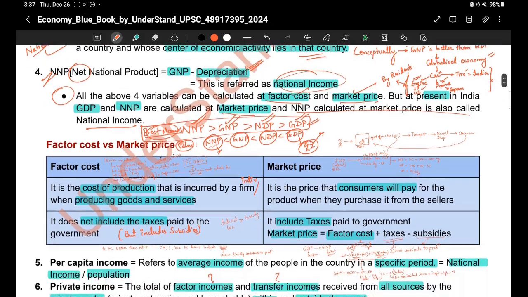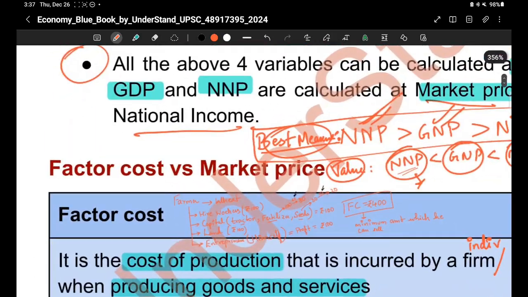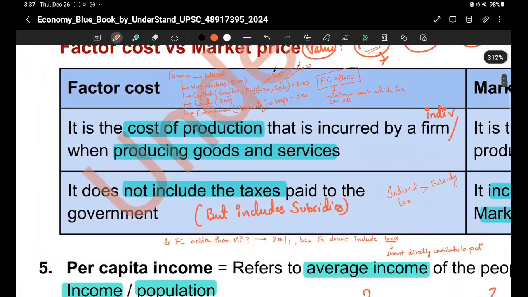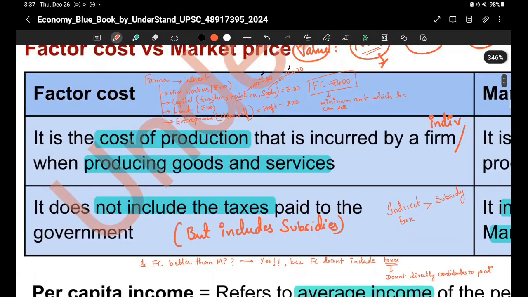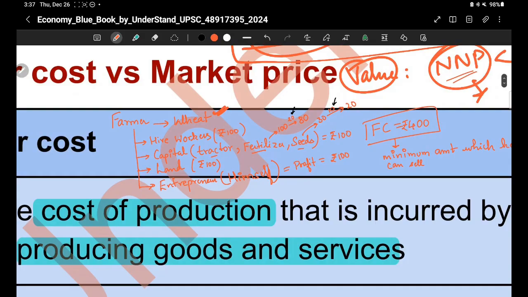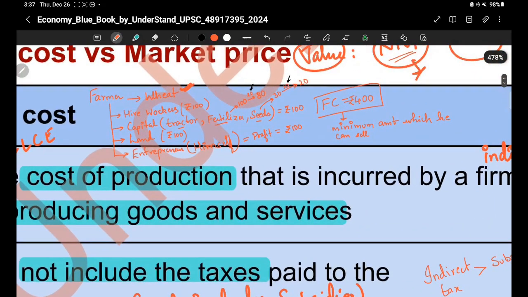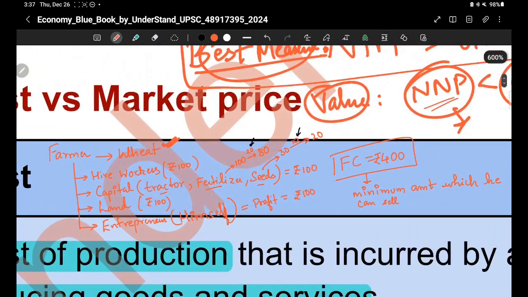Okay, now factor cost and market price. What is factor cost? It is the cost of production that is incurred by a firm or an individual when producing goods and services. Let's say a farmer is there. He produces wheat. Now for producing this wheat, what does he need? He needs the factors of production. Factor cost is related to the factors of production. We saw what the factors of production are: land, labor, capital, entrepreneur, right?